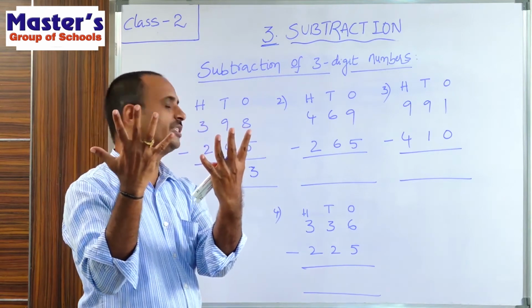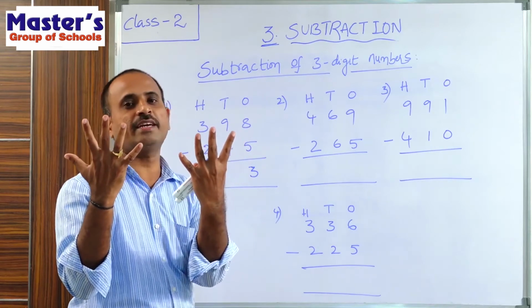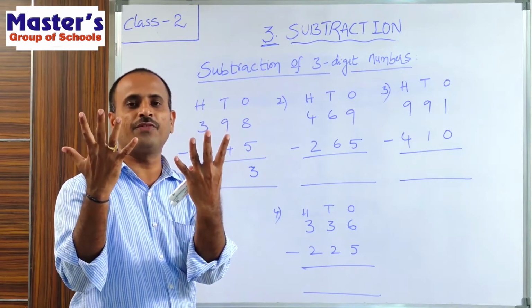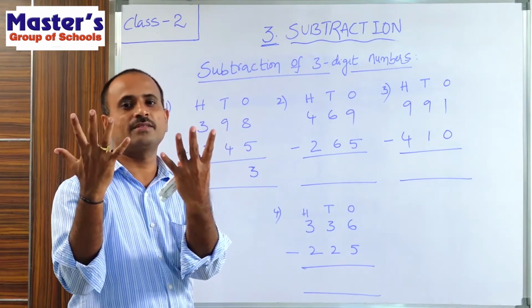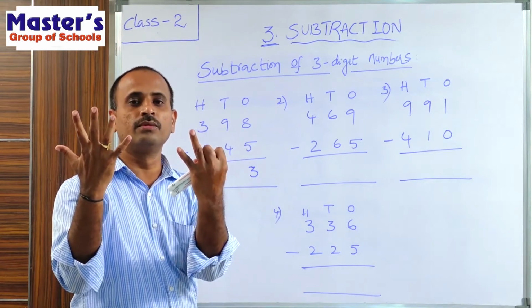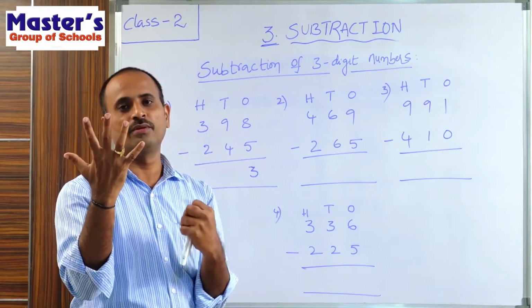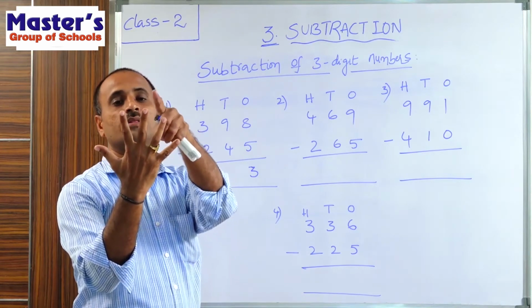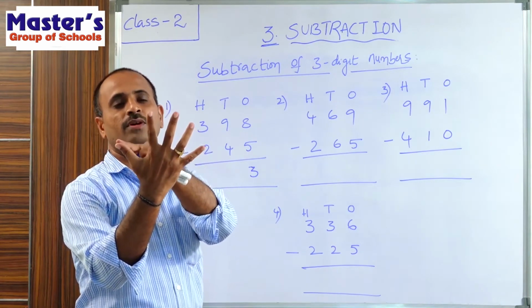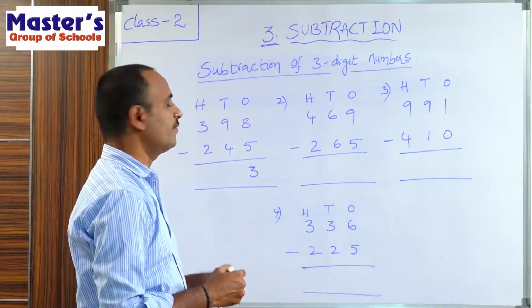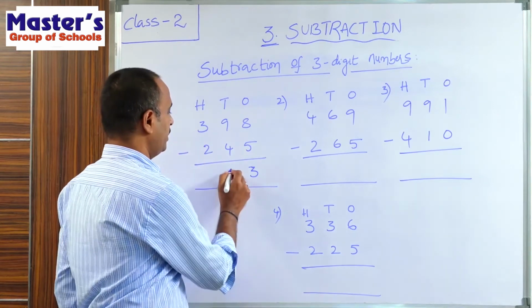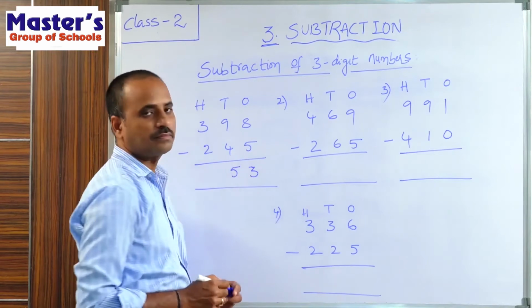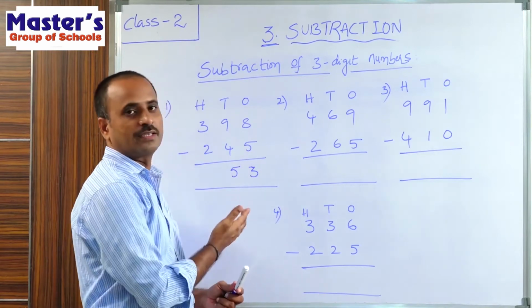And what is the second digit in the tens place? 4 is the second digit. So close 4 fingers in these 9 fingers. It is 1, 2, 3, 4. So how many fingers are left? 1, 2, 3, 4, 5. So 5 fingers are left after subtraction. Write 5 under tens place. So tens place is completed.